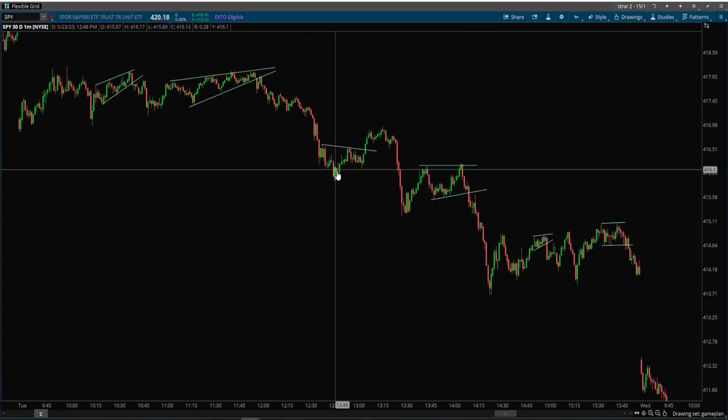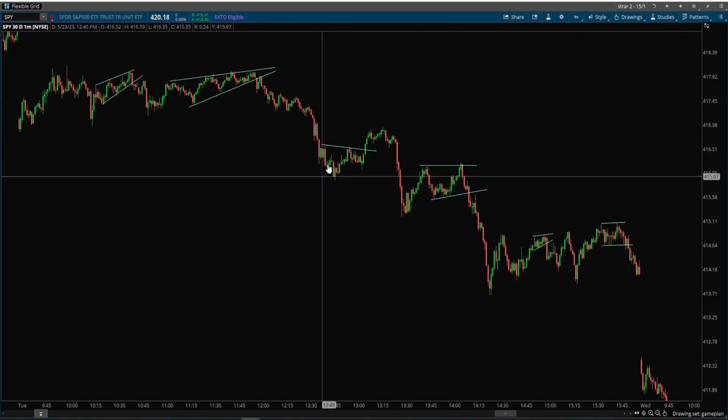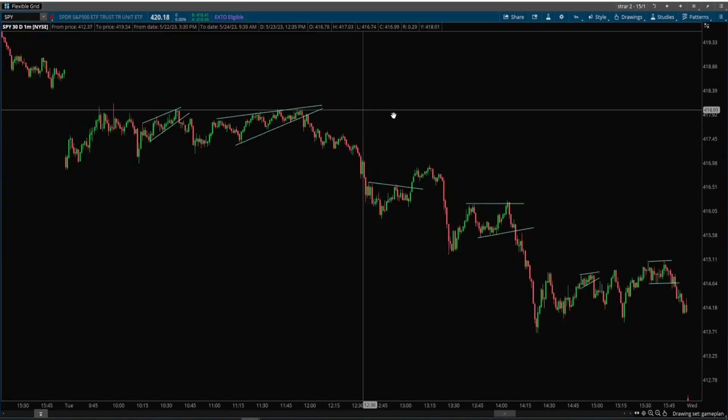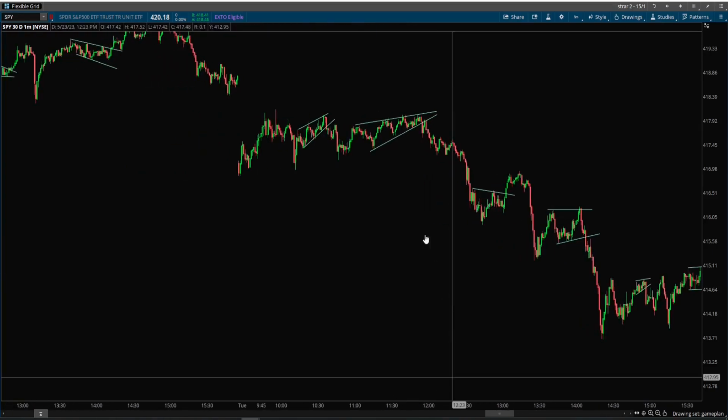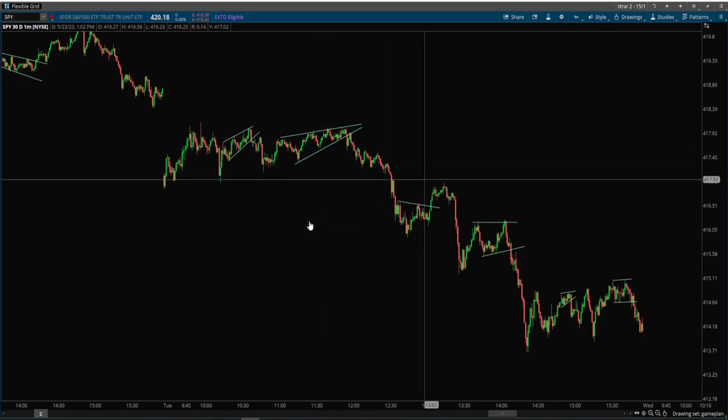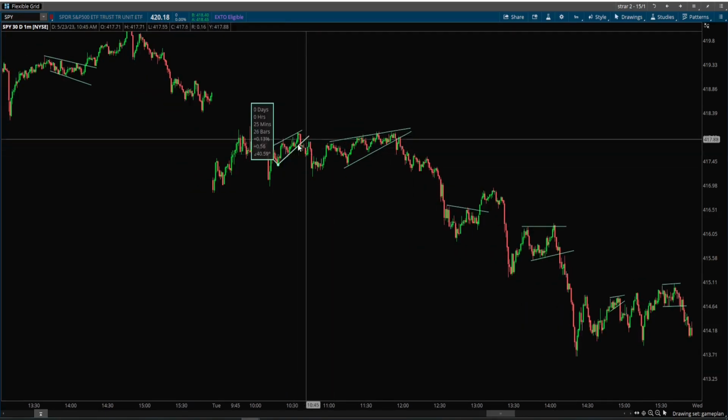Here, another inverse head and shoulders, which is that bullish reversal pattern, with your left shoulder, your head, and then your right shoulder, and then breaking up through that neckline for a move to the upside. Another rising wedge pattern here, as you can see, getting its pattern and then our breakdown to the downside. As you see, another rising wedge right beside it.